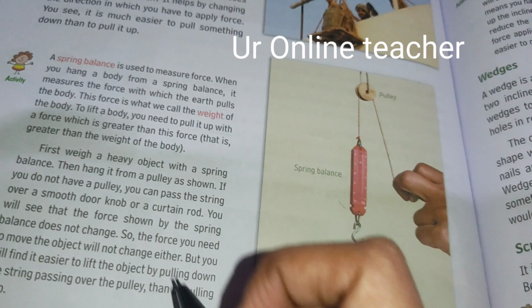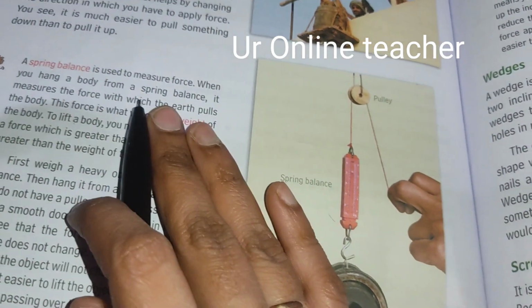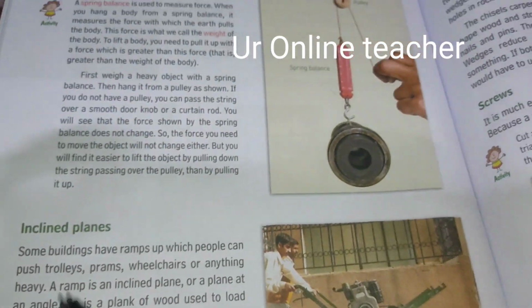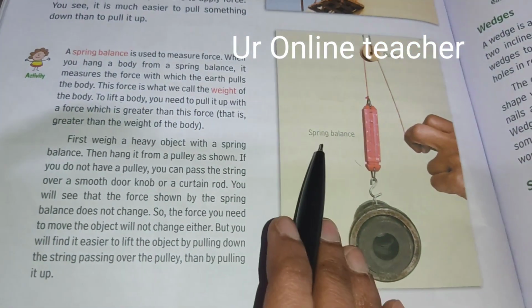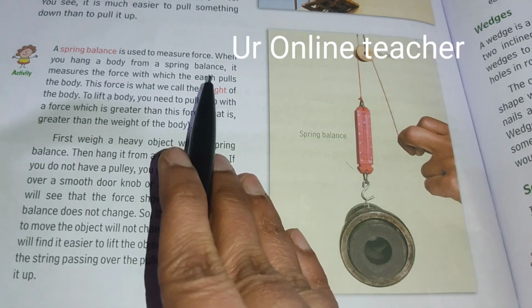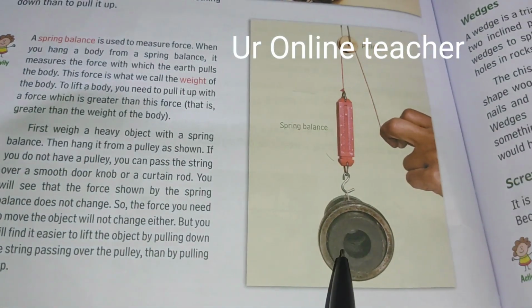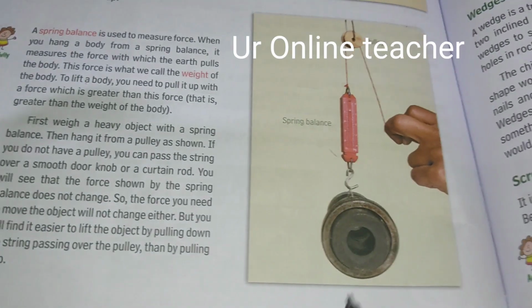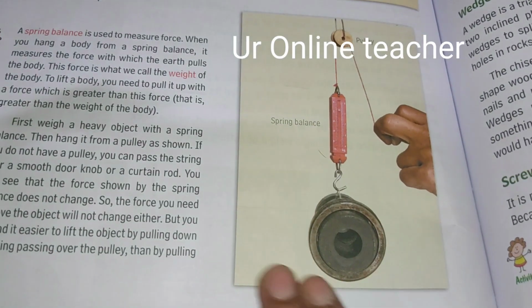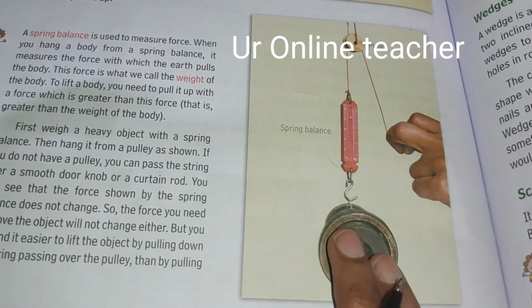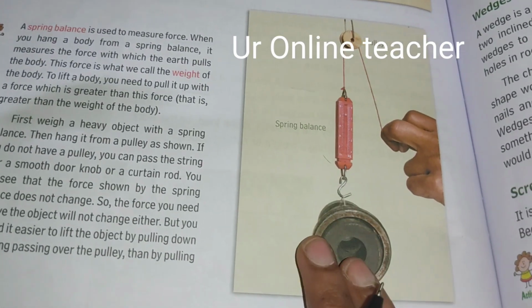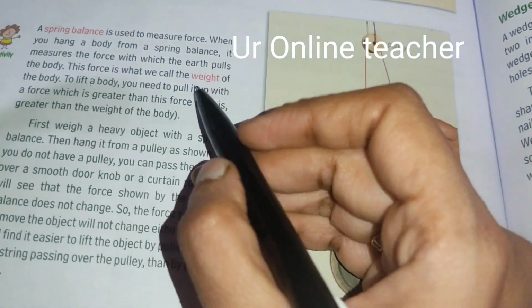Then a spring balance is used to measure force. See the spring balance. How much force are we using? When you hang a body from the spring balance, it measures the force with which the earth pulls the body. So how much force the earth is pulling this body with, that force is what we call the weight of the body.